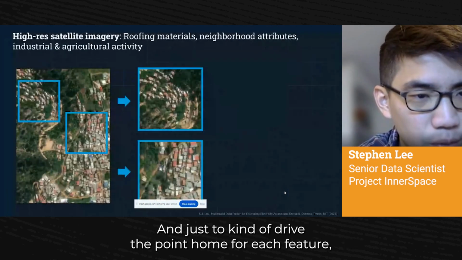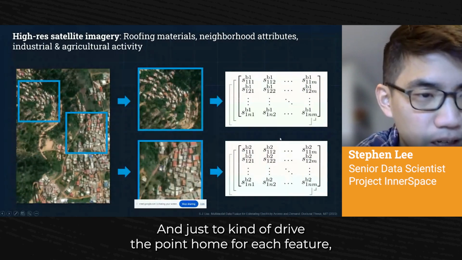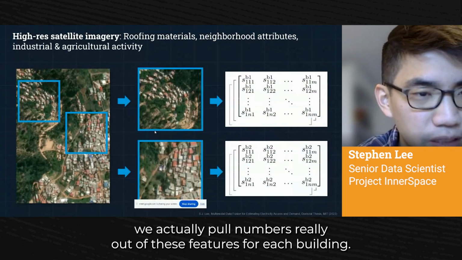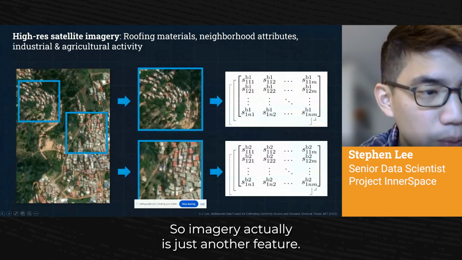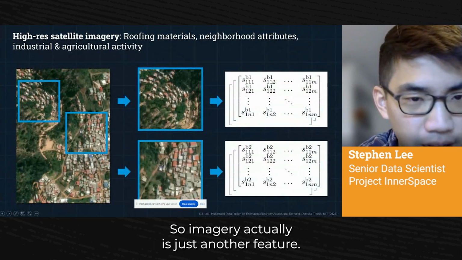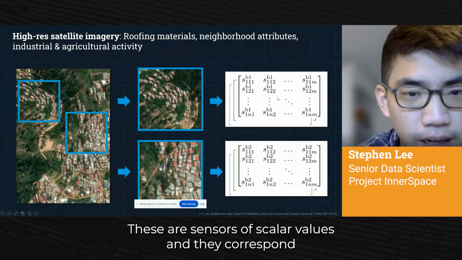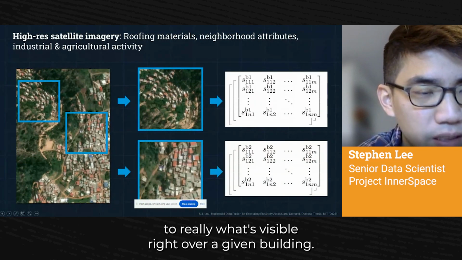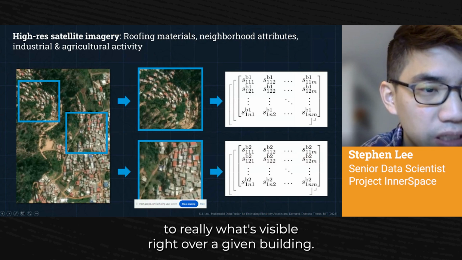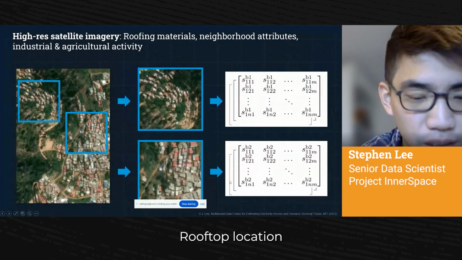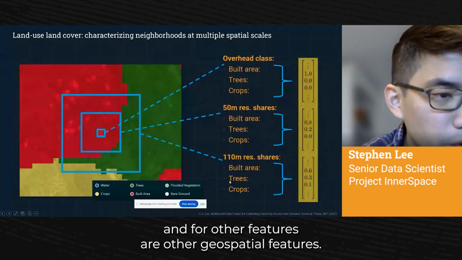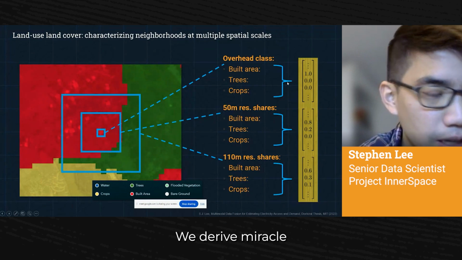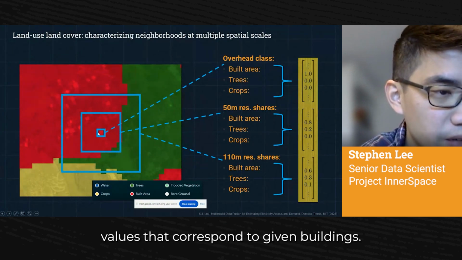And just to drive the point home, for each feature, we actually pull numbers out of these features for each building. So imagery actually is just another feature. These are tensors of scalar values, and they correspond to what's visible right over a given building rooftop location. And for other geospatial features, we derive numerical values that correspond to given buildings.